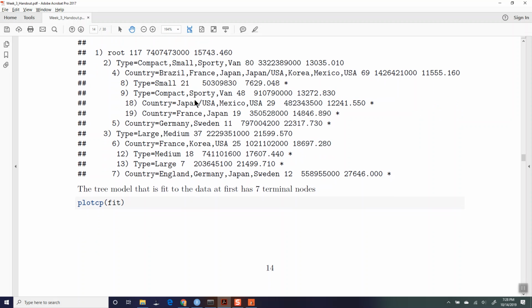Okay, anyway, so we have that, and then it further splits into this and this, and these are the terminal nodes that we get.